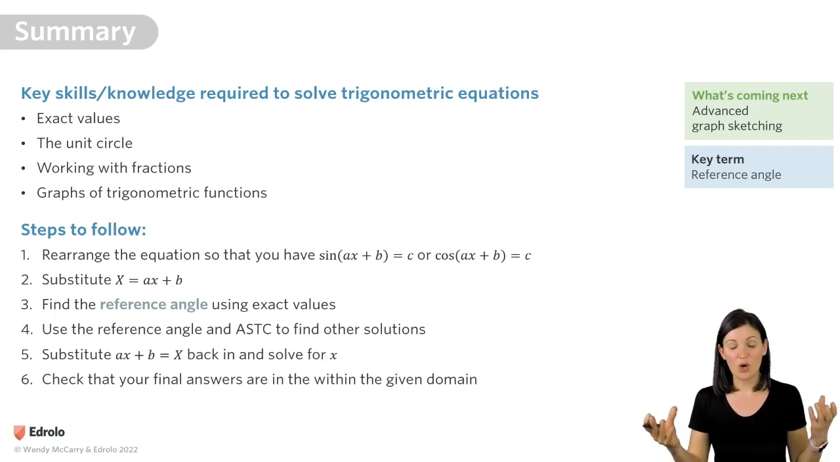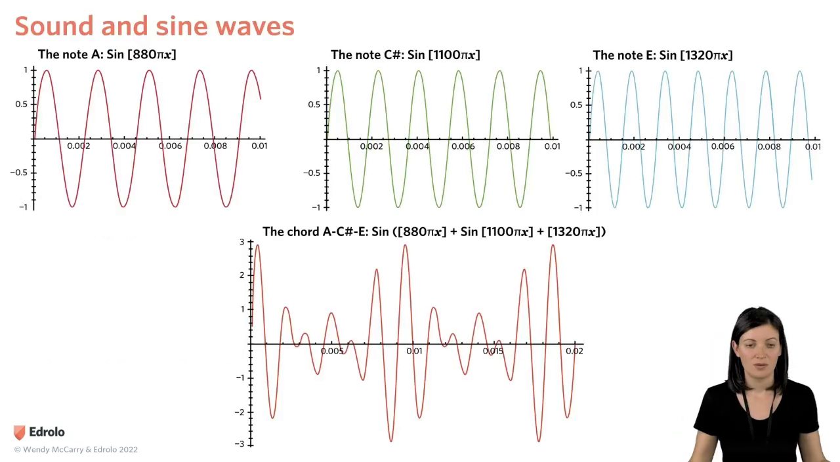All right. So we're now going to go back to looking at some graphs, and we're going to get into some advanced graph sketching. When a sound is made, say on a musical instrument, it produces vibrations in the air.